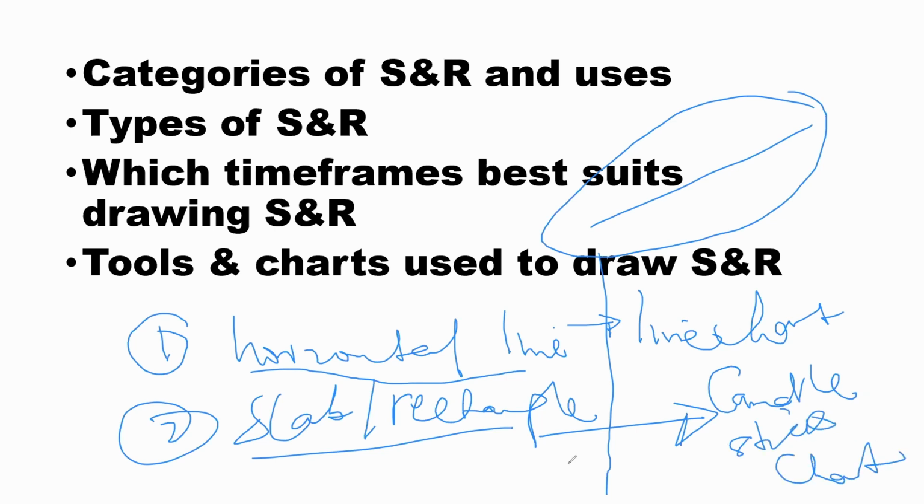Now, why the candlestick chart? Because the slab is marking for you an area. And the line, remember, the line is just a line. It's plotting out either opening prices or closing prices. So it's not going to give you an area.